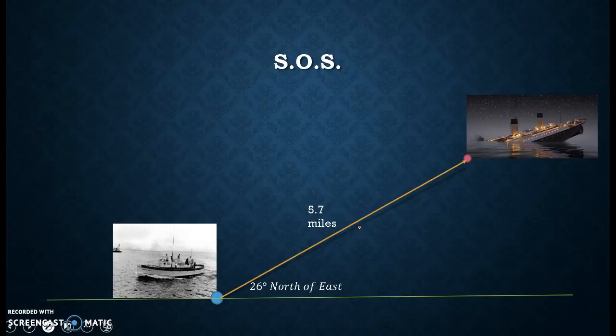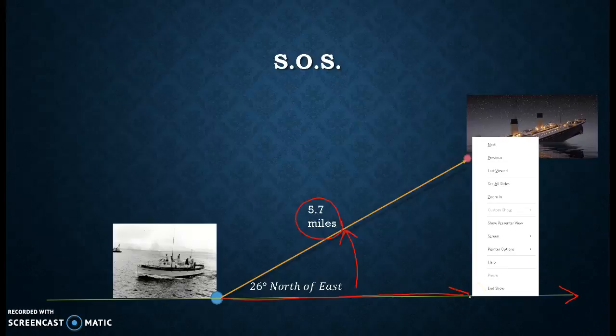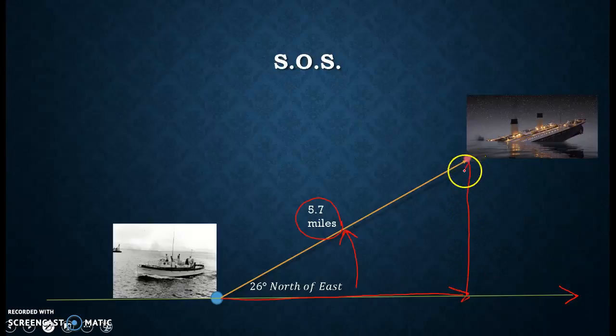Here's our vector, and this vector has a magnitude, which is the distance of 5.7 miles, and we would say that it is 26 degrees north of east. This direction here is east, and so we want to go north of east, at 26 degrees. And so that's our direction and our magnitude. What we want to find are the two components, the horizontal component, which is how far over does it go, and also the vertical component, which is how far up does it go.